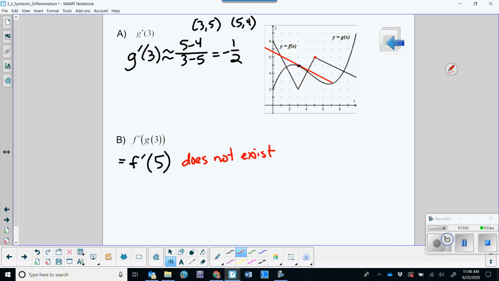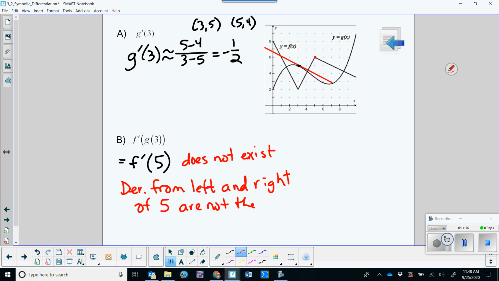And the reason is because of the corner, but don't forget we can't use that as a reason. So the derivative from left and right of 5 are not the same. Okay, that's probably a good explanation. Really should have to do with limits, but technically it doesn't exist because the derivative from the right is going to be whatever the slope of that line is. Derivative from the left is the other one, so they're not the same, so therefore that limit does not exist, okay? Or that derivative does not exist.